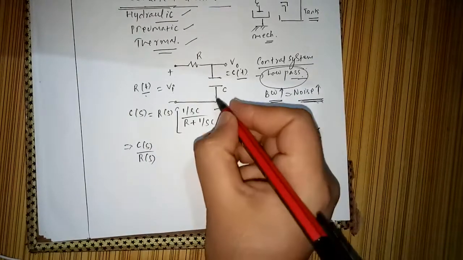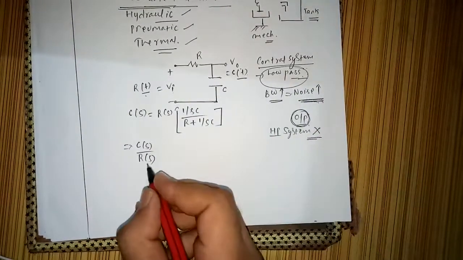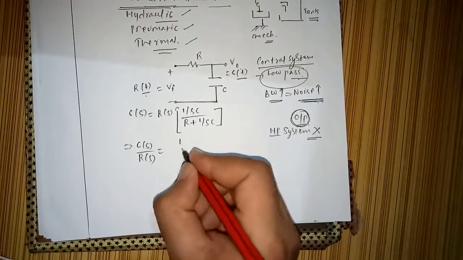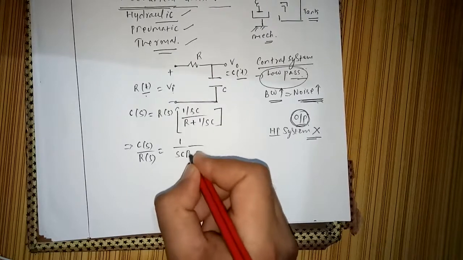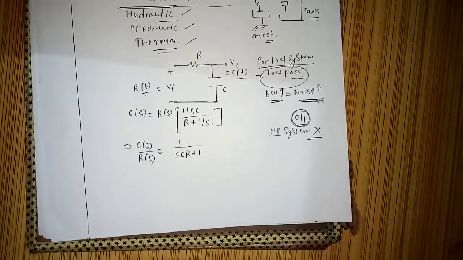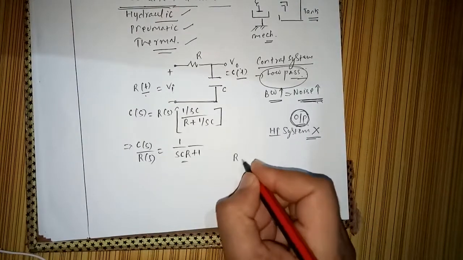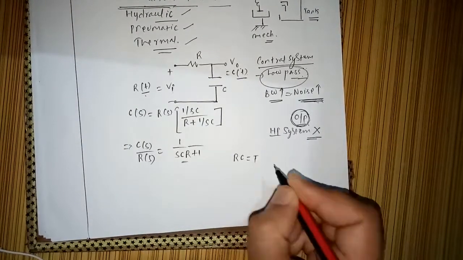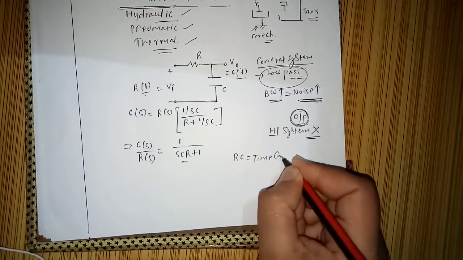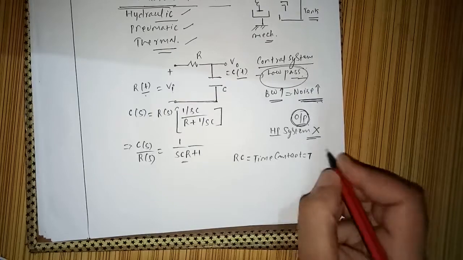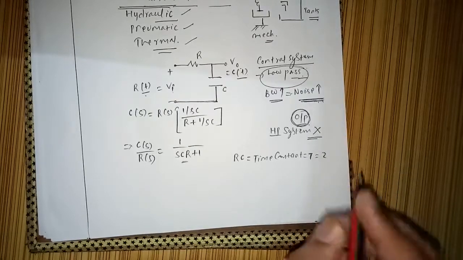We want to know the characteristics of the system with respect to different test signals, right? So how can I write this? 1 upon (sCR plus 1). Now here RC is the time constant. RC is the time constant, and generally we will represent it as T, and it is also sometimes represented as tau.